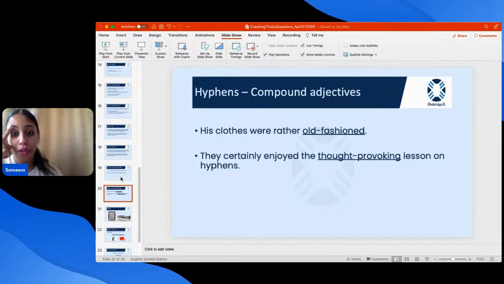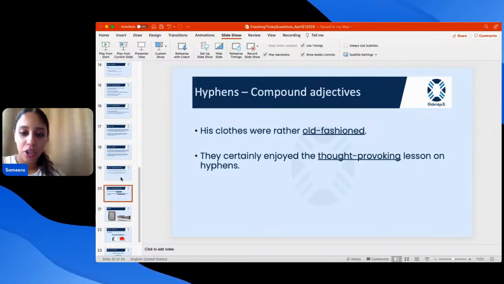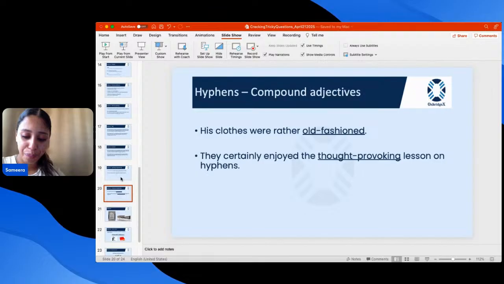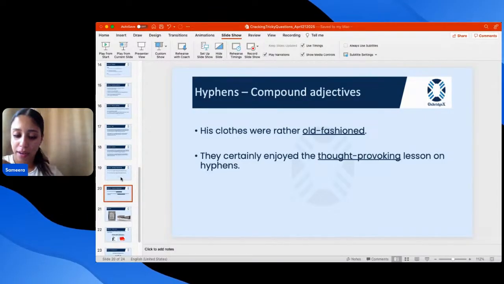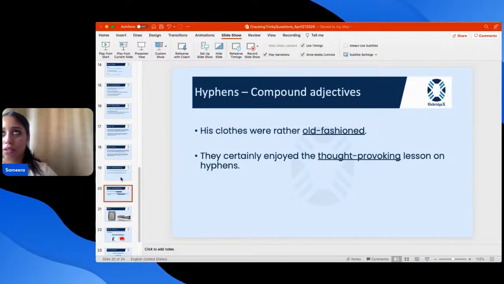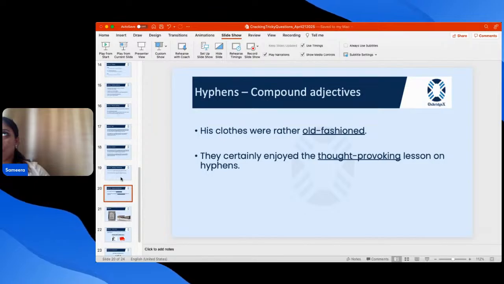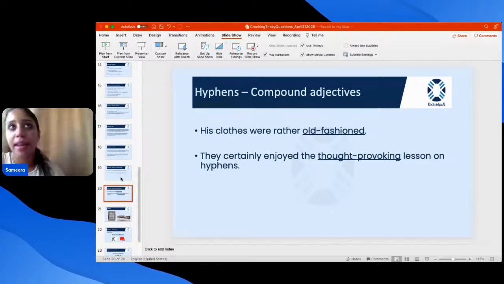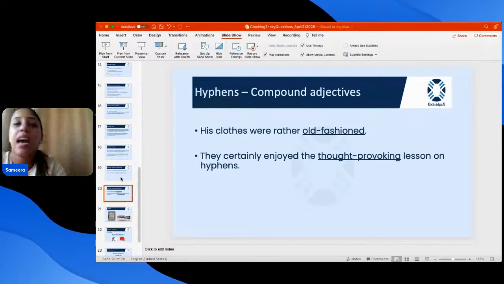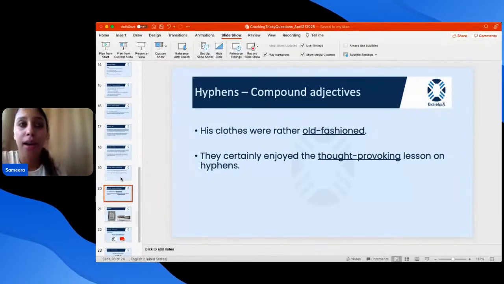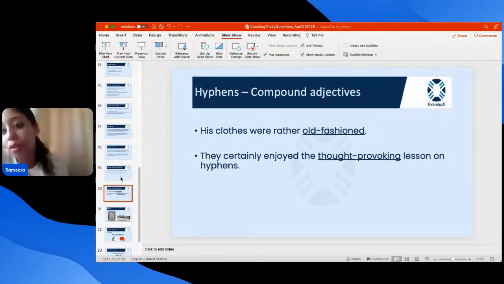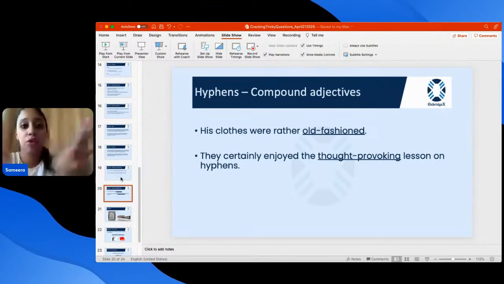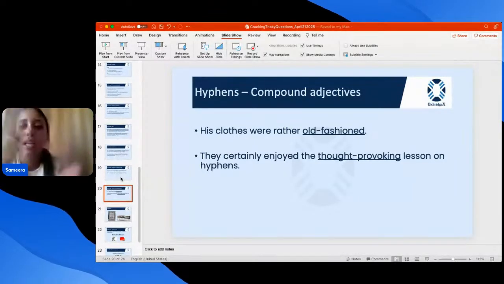They certainly enjoyed the thought-provoking lesson on hyphens. Well, you know what thought means, right? And you know what provoking means, giving rise to a reaction or an emotion. So if I have thought-provoking, I've coupled those adjectives together to show that it gave a lot of thought and it brought on emotion, right? Rather than having to write enjoyed the thought and provoking, I have two adjectives and I join them up using a hyphen because they are two different words essentially.